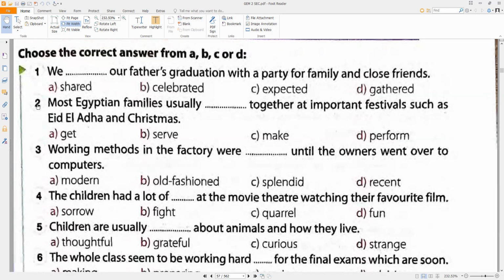Sorry, it's my mistake. Number five: children are usually curious about animals and how they live. Thoughtful, grateful, curious, strange. They want to know. Yes, they are usually curious. Number six.